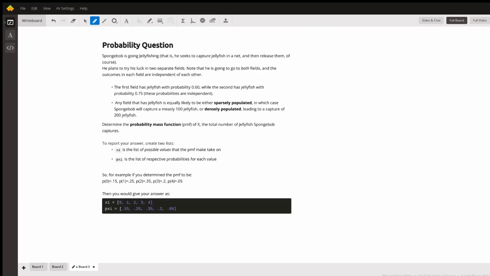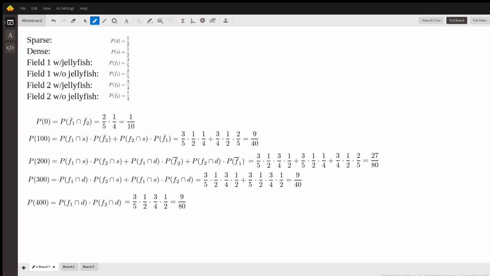Okay, here's the question. I'm not going to read the whole thing, so if you want to read it, you can pause it now. Okay, here I've summarized the probabilities.